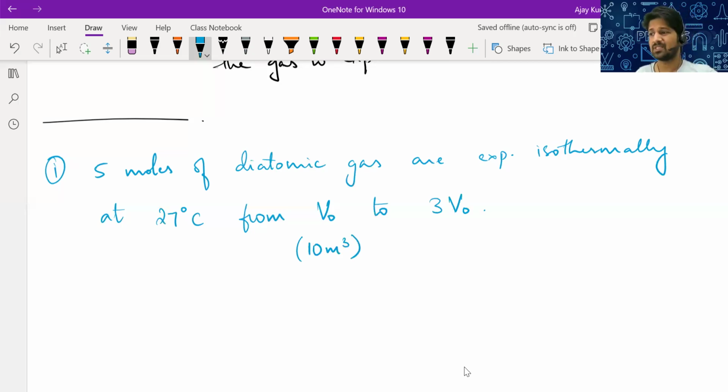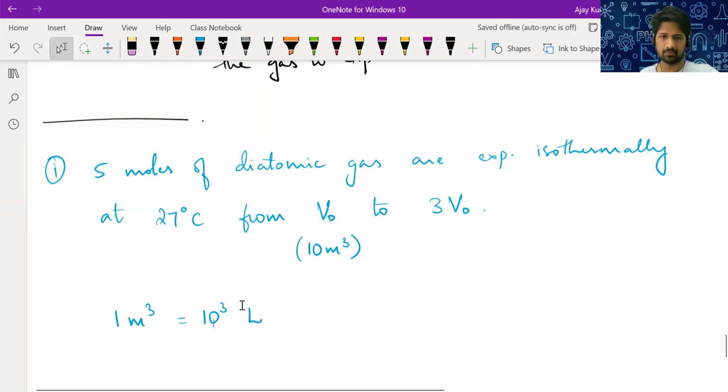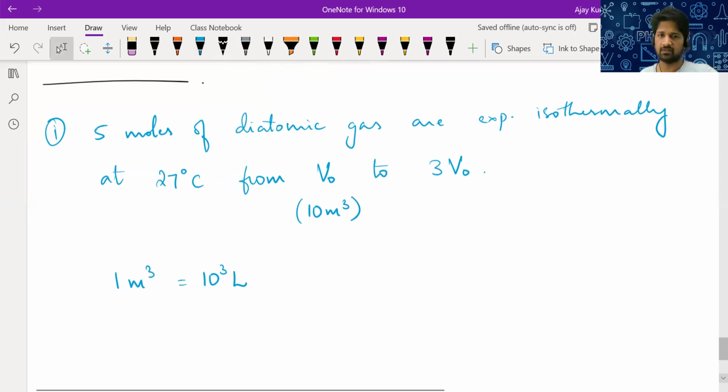See, it's quite common to express gas volume in liters. Okay. And you should know how to convert liter to meter cube. 1 meter cube is 10 power 3 liters. 1000 liters can fit in 1 meter cube. Okay. You need to keep this conversion in mind. Okay. So 5 moles of a diatomic gas are expanded isothermally at 27 degrees, means maintaining constant temperature of 27 degrees. We expand it from initial volume 10 meter cube to 3 times of that volume. Okay. So you know everything. Number of moles of the gas is given, type of gas is given, and what exactly is being done with it is also given.